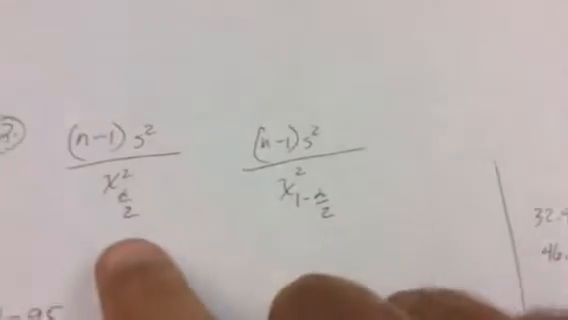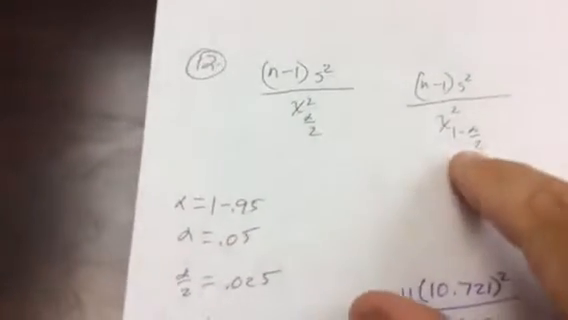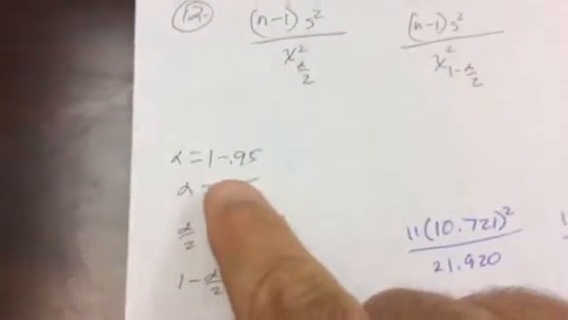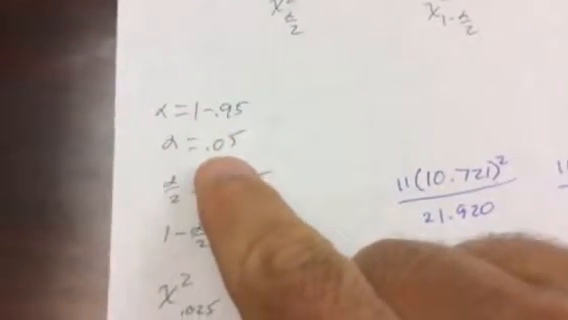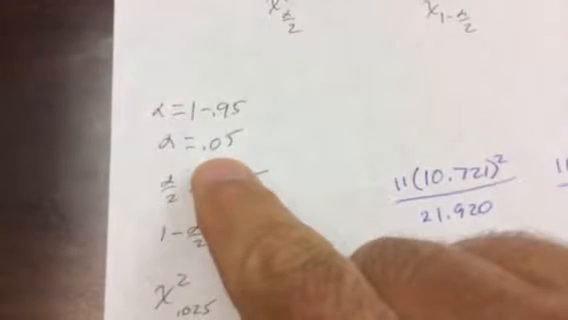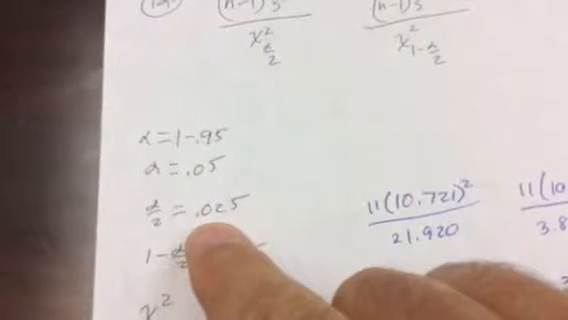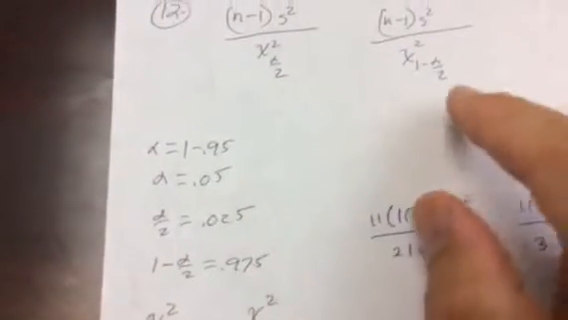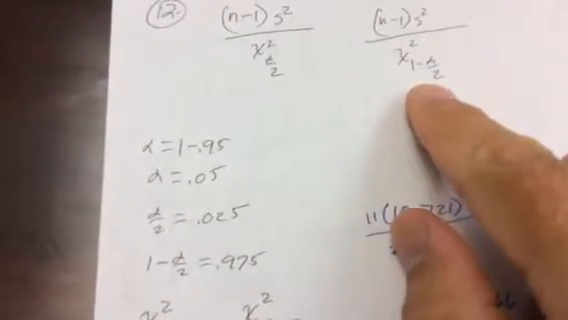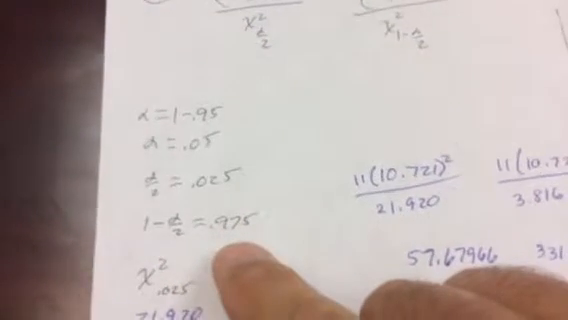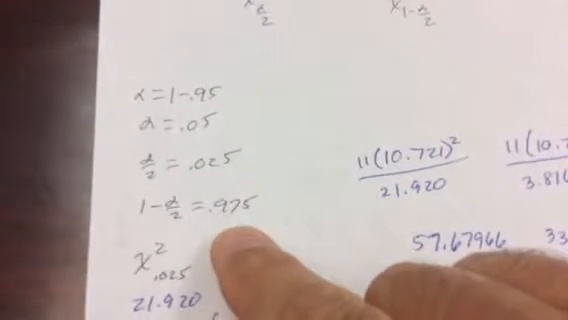Let's talk about the chi-squared values. So first I found alpha. At 95% confidence, alpha would be 1 minus 0.95 or 0.05. Alpha over 2 would be half of that, which is 0.025. And over here I need 1 minus alpha over 2, and if you take 1 minus 0.025 you get 0.975.